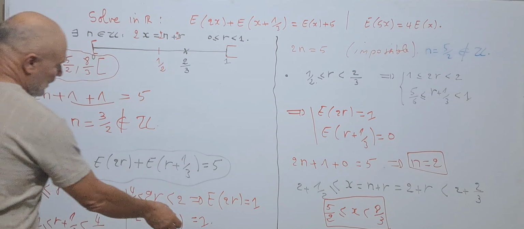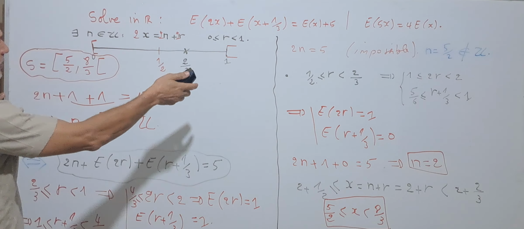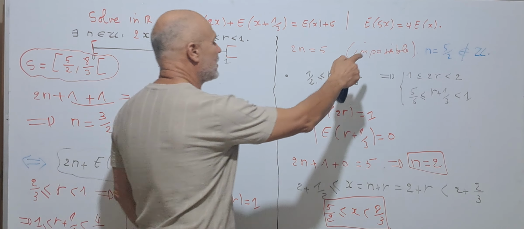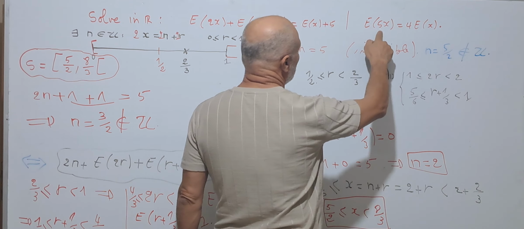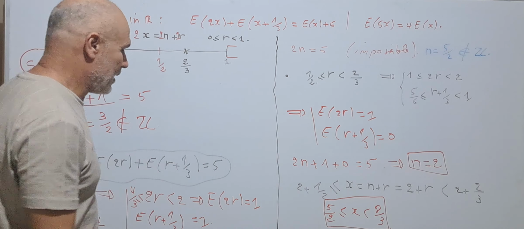I will stop here. The next video will concern this equation: integer part of 5x equals 4 times the integer part of x.